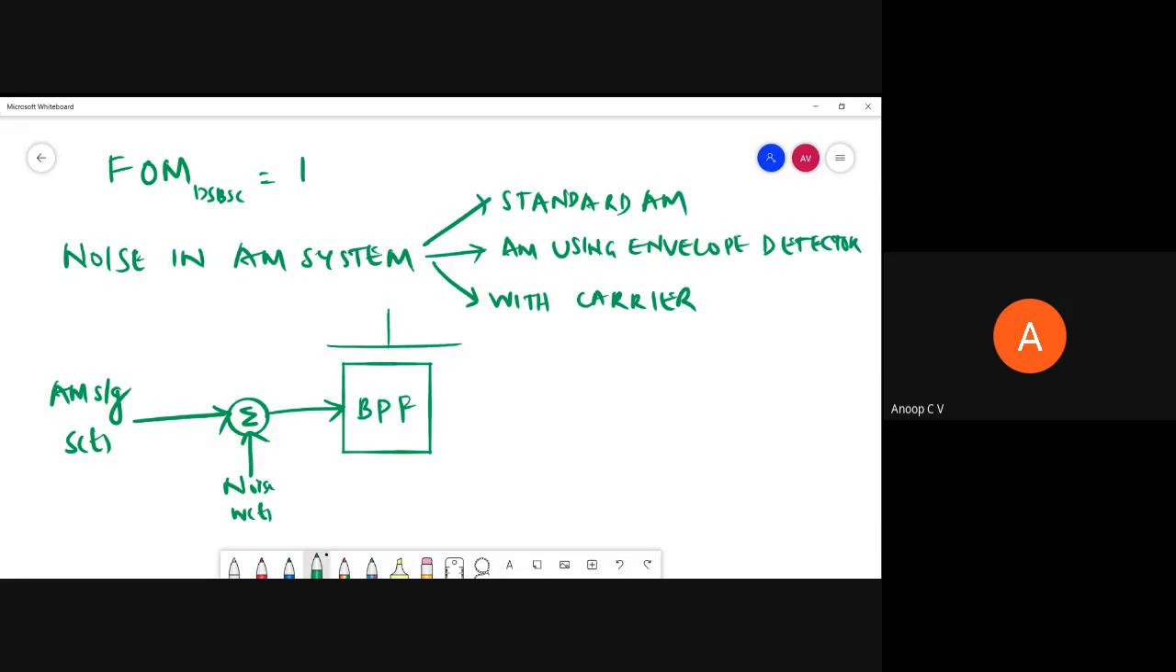This band pass filter will have characteristics that allow s(t) completely. It will be centered at fc, and its bandwidth is exactly the same as that of s(t), so that it allows s(t). Then we pass it through an envelope detector. In the last case, for DSB-SC, we considered a coherent detector. In this case, we are considering an envelope detector. So please do take down along with me.